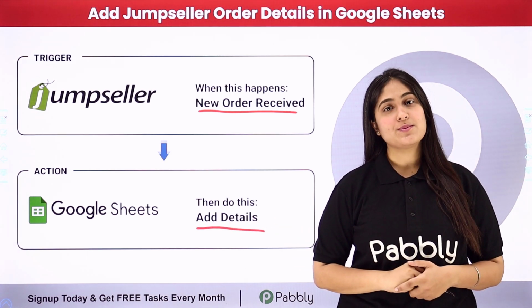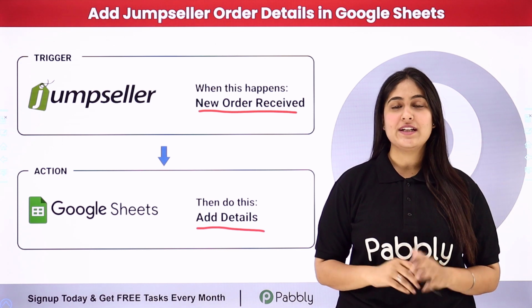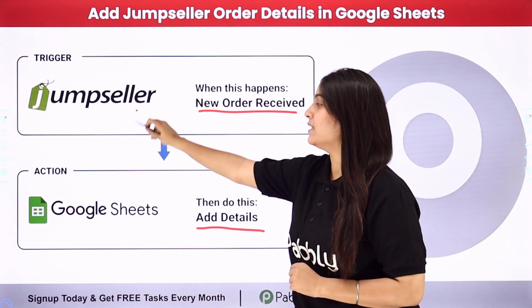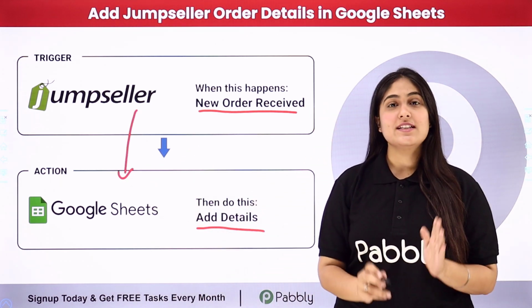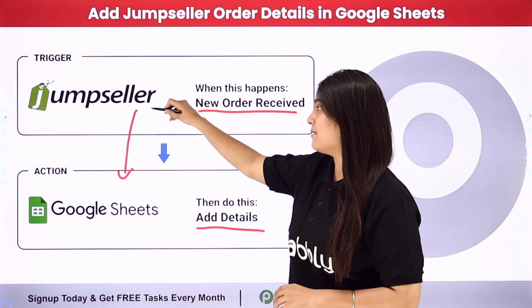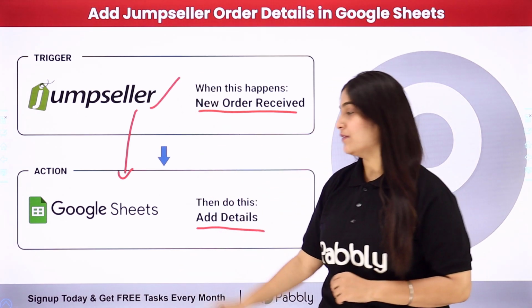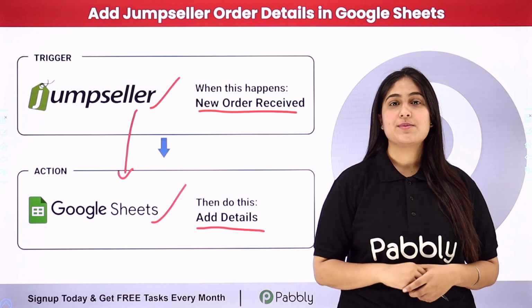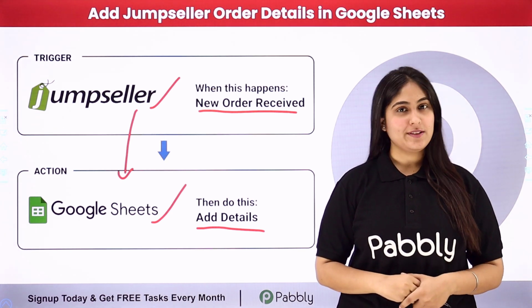So to automate this process, we will use an automation software named Pabbly Connect, in which we need to connect our trigger and our action. So in this process, our trigger application will be Jumpseller and our action application will be Google Sheets. So to learn this process step by step, let me take you to my screen.